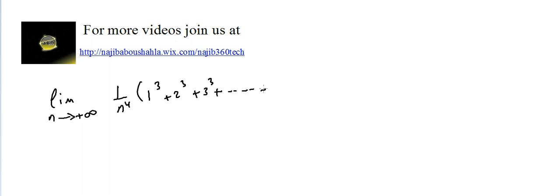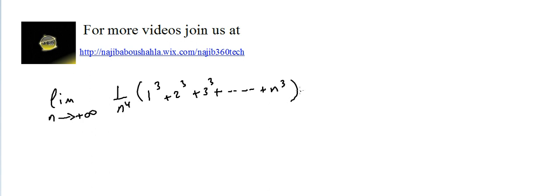All right, we have some questions, definite integrals. He's asking me to write the limit as n approaches plus infinity of 1 over n to the power 4 times (1 cubed plus 2 cubed plus 3 cubed plus ... plus n cubed) as a definite integral.